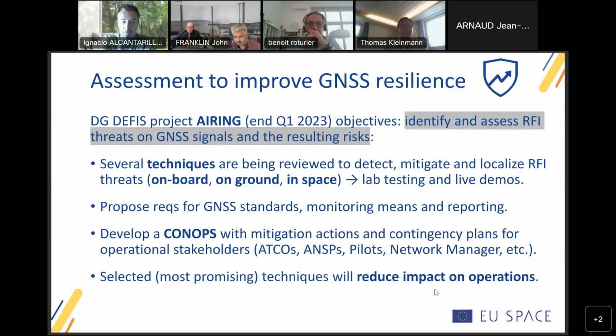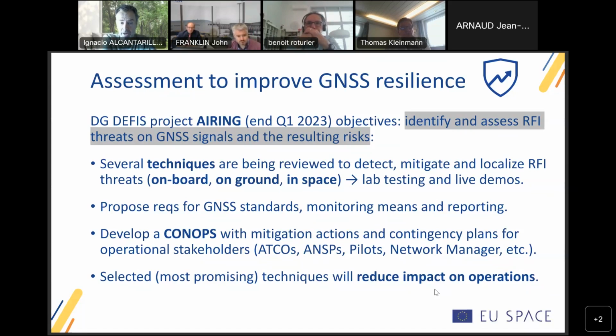We are thinking and we are assessing on board, on ground, in space elements. And we are also going to test it through laboratory and live demos. The purpose of this project, which targets to end by early next year, is to propose requirements that will go into the GNSS standards, or monitoring means or reporting that will go to other types of documents.